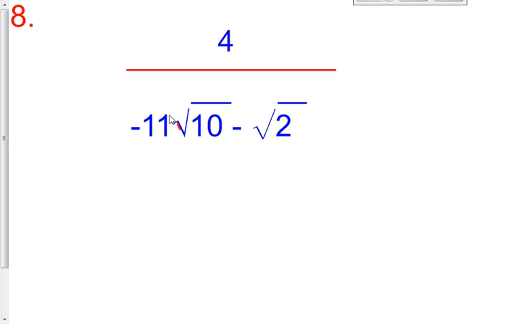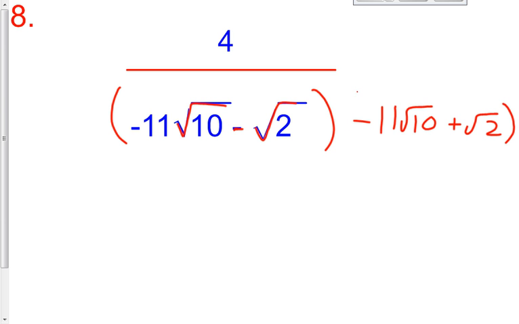We see a radical sign right here and a radical sign right here. And because we see the subtraction sign in between, it is a binomial. And the only way to rationalize binomials is to multiply by the complex conjugate. So you're going to multiply by negative 11 square root 10 plus the square root of 2. You're going to multiply by the same binomial with just one difference. The sign in between the two terms is different. Instead of negative in the first one, it's now positive in the second one.